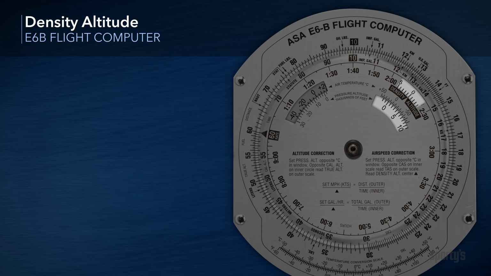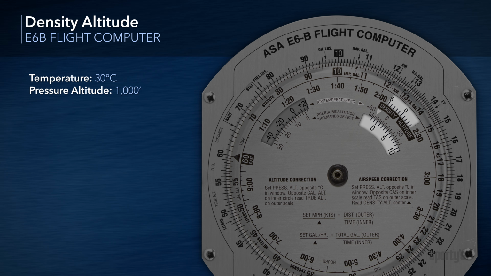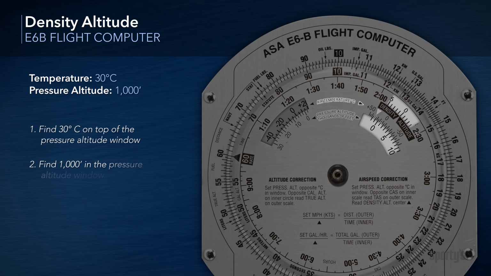For the next set of calculations, we will use the altitude correction windows located in the center of the slide rule. One of the most common uses for this feature is determining density altitude. For this scenario, we'll use a temperature of 30 degrees C and 1,000 feet for pressure altitude at the airport. To determine the density altitude, first find 30 degrees on the top of the pressure altitude window. Positive numbers are to the left of the zero. Then find 1,000 feet in the window, which is the first tick mark next to zero.